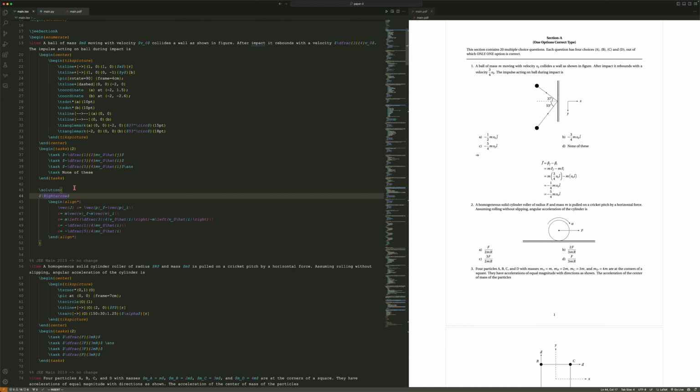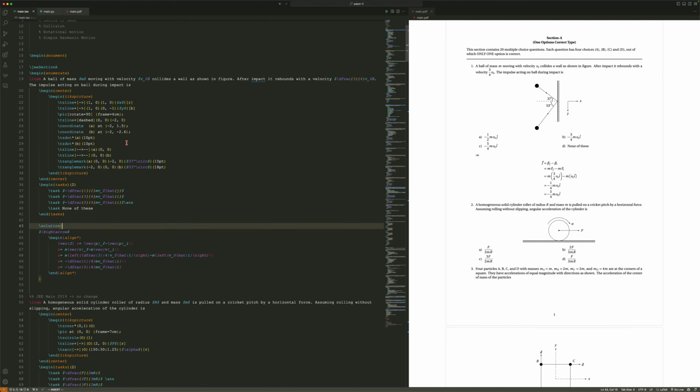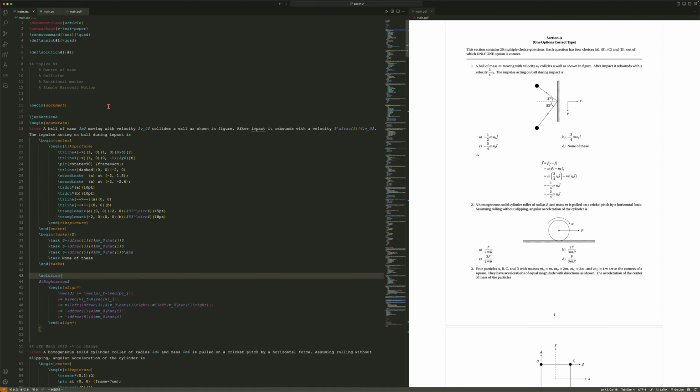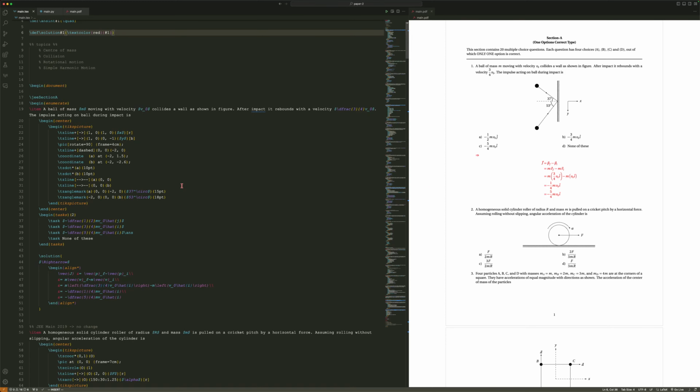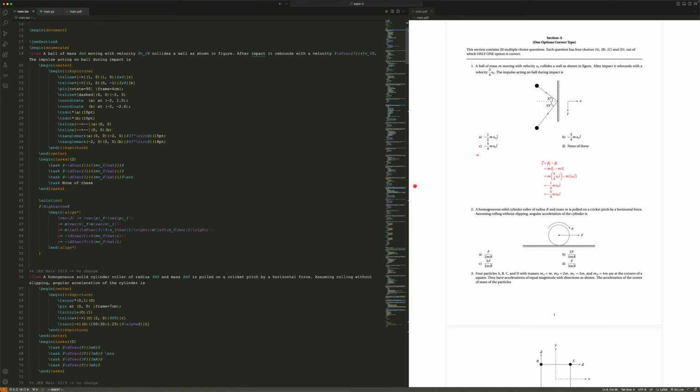But no, I don't think it's fine. I want the solution to be in red. So what can I do? What if we change the color? So for right now, text color, and the text color should be red, and in that I can put, let's see what happens for red. Yes, so this is fine, I think.